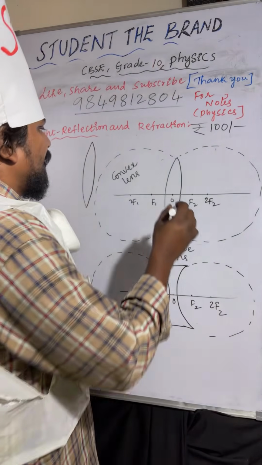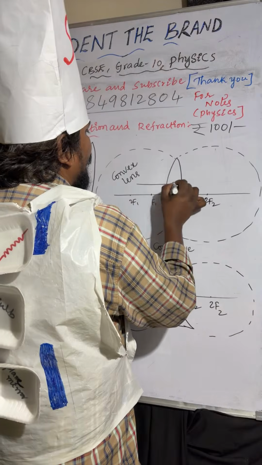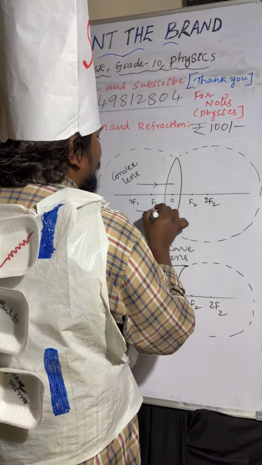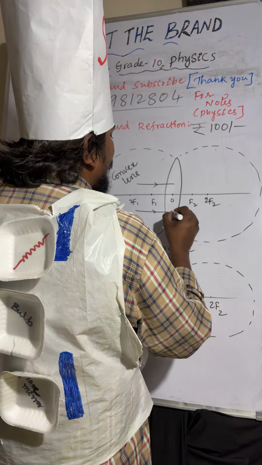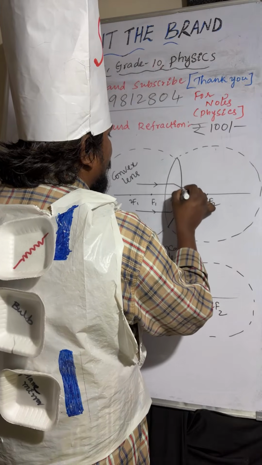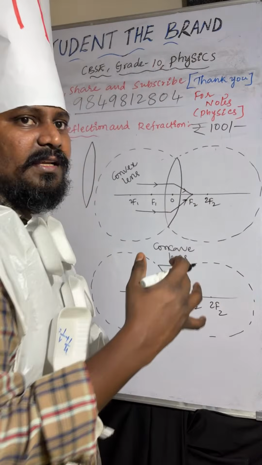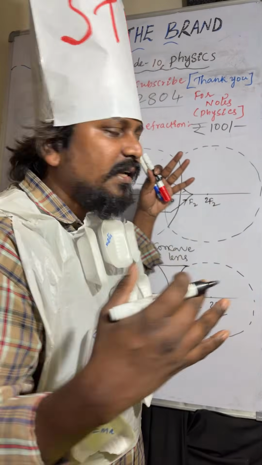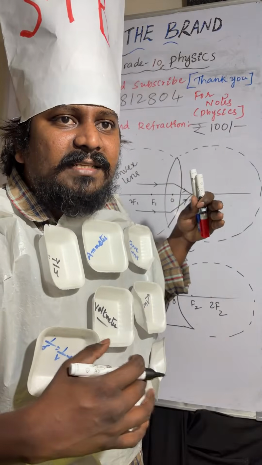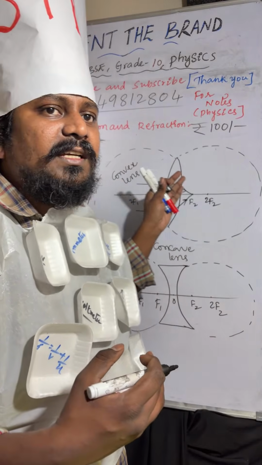Why is it so? Whenever light rays are incident on it, after refraction those light rays meet at one point. Here you can observe these light rays are meeting at one point. So light rays are converging. After refraction, light rays are coming closer to the principal axis. That's why it is called a converging lens.